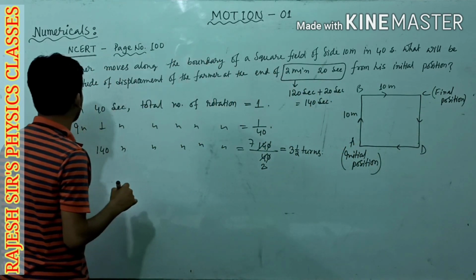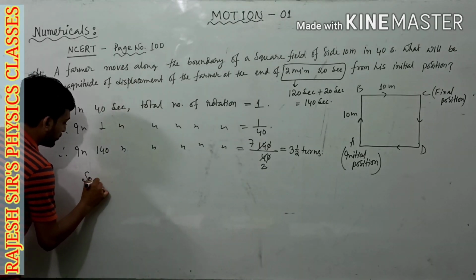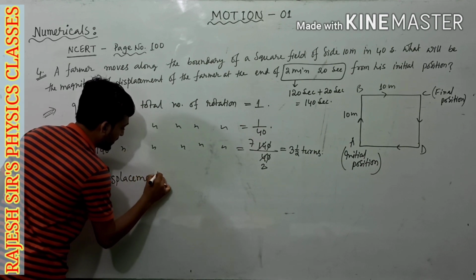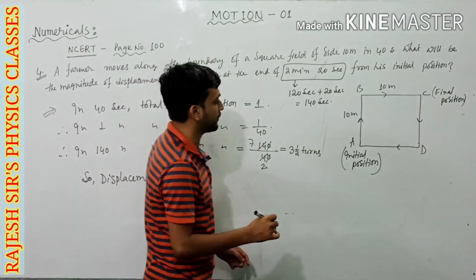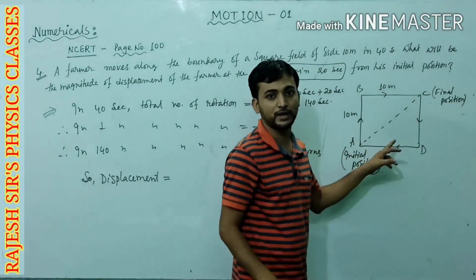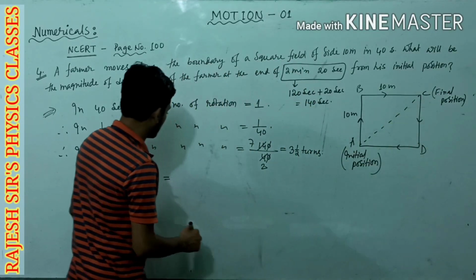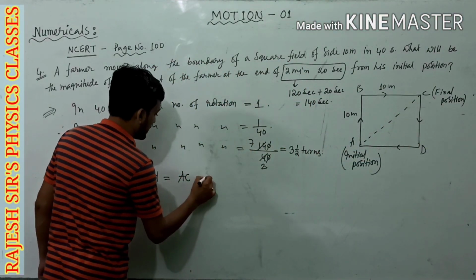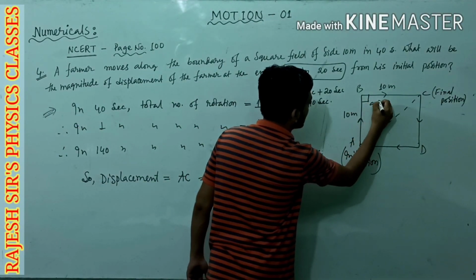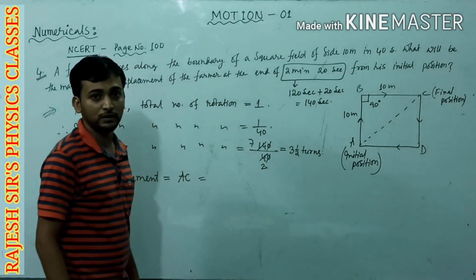Okay, so you have been asked to find displacement. So displacement will be what? Displacement is equal to the diagonal of the square field, this diagonal, because we have to find out the length of the shortest path connecting the initial point and the final point. So this will be AC, and AC is what?